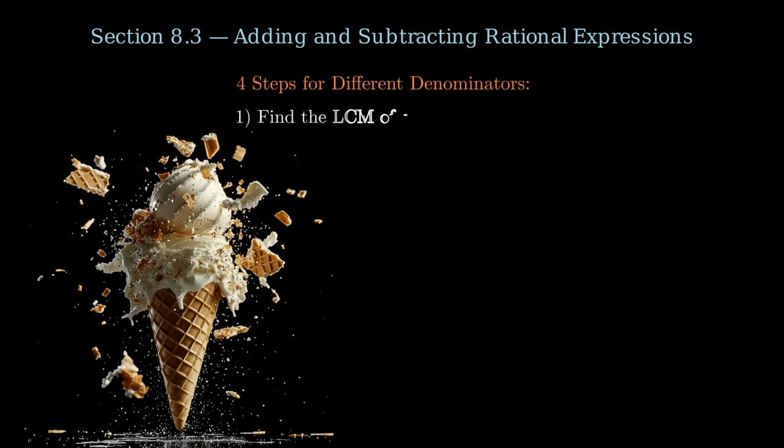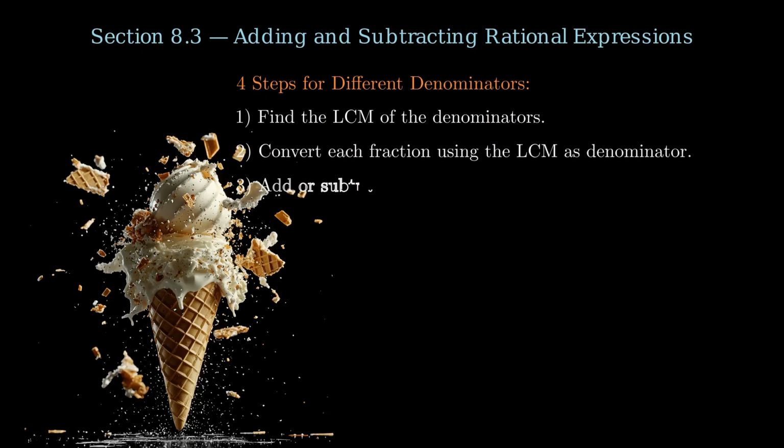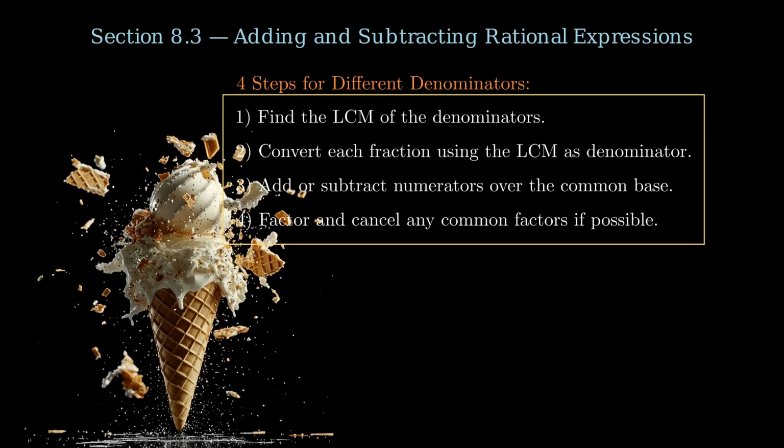Now, let's look at the 4 steps to add or subtract fractions with different denominators. Step 1. Find the least common multiple of the denominators. Step 2. Convert each fraction into an equivalent fraction with the LCM. Step 3. Add or subtract the numerators. And Step 4. Factor and cancel any common factors if possible.